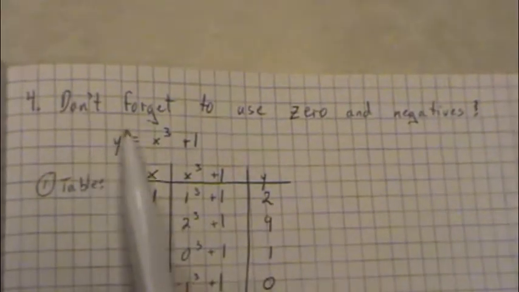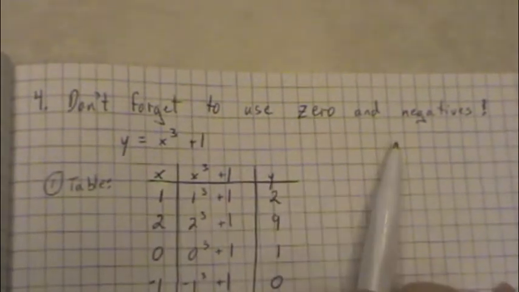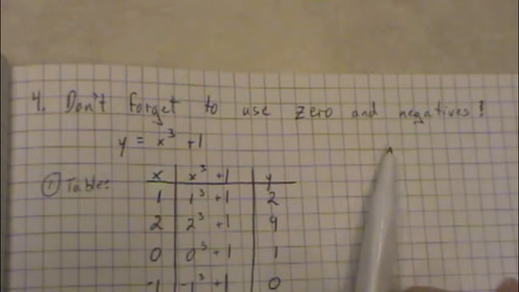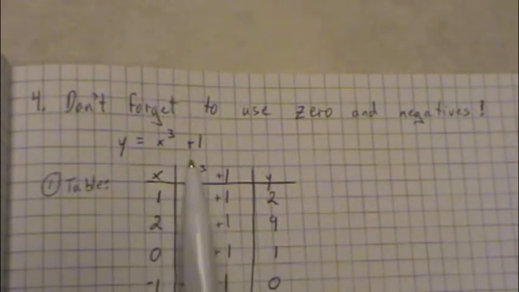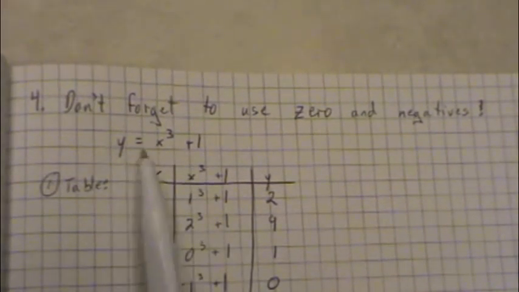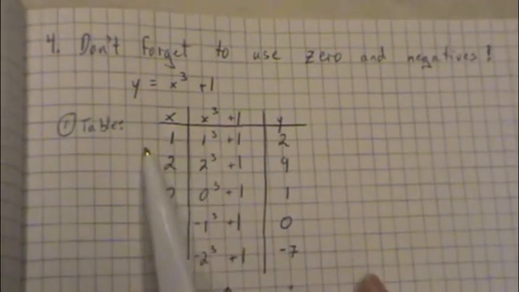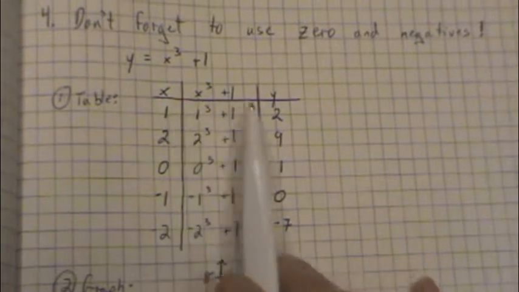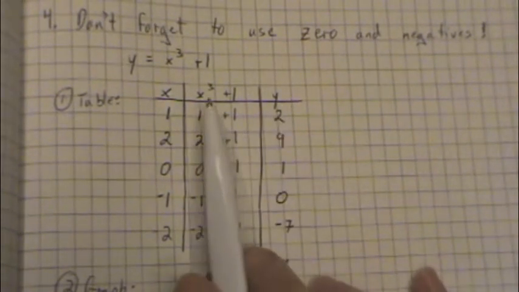So I made a note for you here. Do not forget to use 0 and negative numbers when you are plotting these graphs so that you get a good idea of the whole picture. Here's your function. Make sure you have it written down somewhere so we know what it is. y equals x cubed plus 1. You must have a table that's showing me x values, y values.